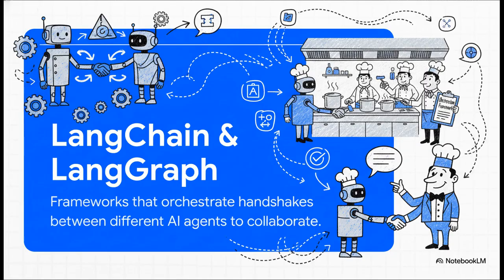To manage this intense level of complexity, developers rely on orchestration frameworks like LangChain and LangGraph. If OpenRouter is the head waiter handling communications, think of these frameworks as the kitchen managers. They provide the logical canvas that orchestrates the handshakes between entirely different AI agents. They basically allow different models to reliably pass structured data to one another, collaborating on massive, multi-step workflows without requiring any human intervention along the way.